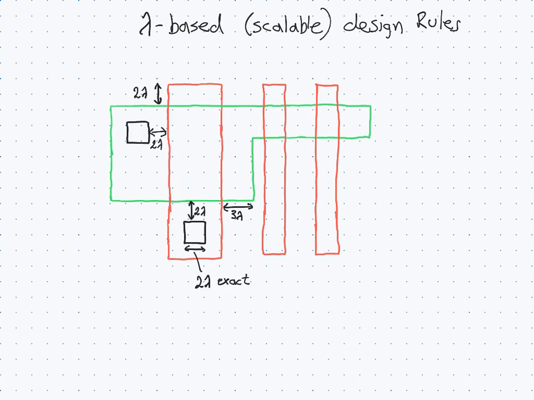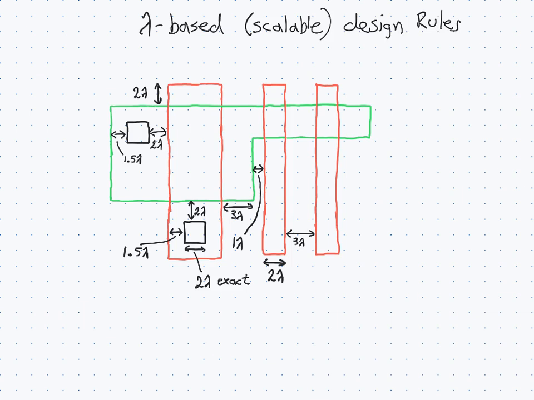The minimum poly width, which is the same as the minimum transistor length, is 2 lambda. And the minimum spacing between polys, which is also the minimum distance between two transistors, is 3 lambda. The minimum active to unrelated poly is 1 lambda. And returning to the contact, the minimum active overlap of the contact is 1.5 lambda. Likewise, the minimum poly overlap over the contact is 1.5 lambda. So these are the basic transistor design rules.